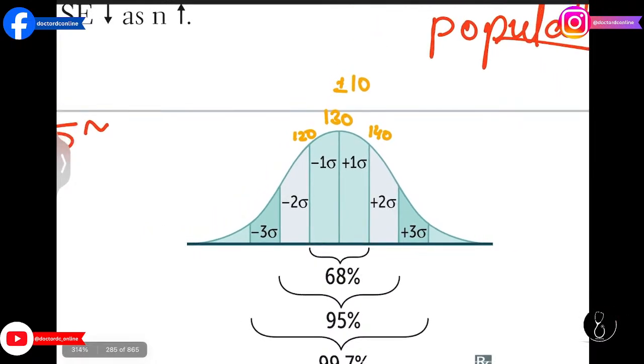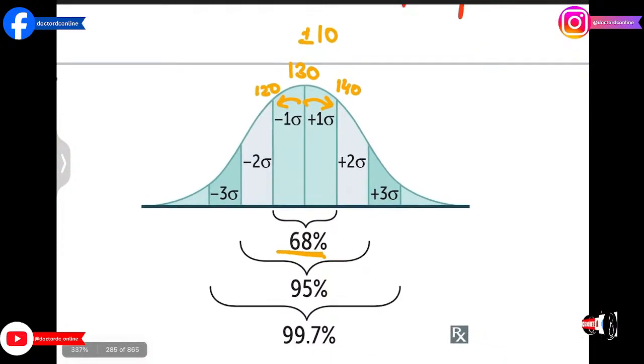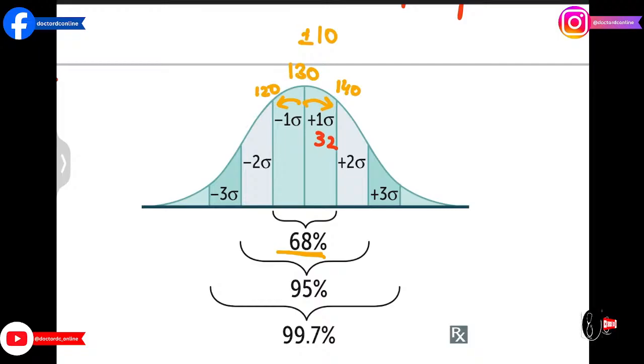We know that 140 is one standard deviation above the mean, and we know that 68% of the cohort, or 68 members, will have values within plus or minus 1 standard deviation of the mean. Thus, 32 members have values above 140 or below 120. By symmetry, we can conclude that 16 members would have systolic blood pressures greater than 140, and another 16 would have systolic blood pressures less than 120.